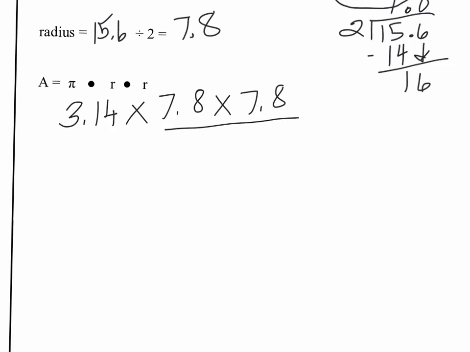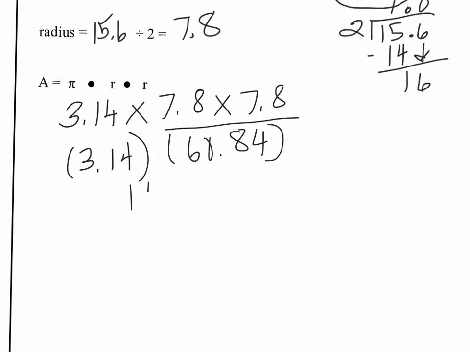You can pause the video and do the math. That is correct. You get 60.84. Then you multiply that by pi. You pause the camera again. Very good. If you got 191.0376, you are correct.